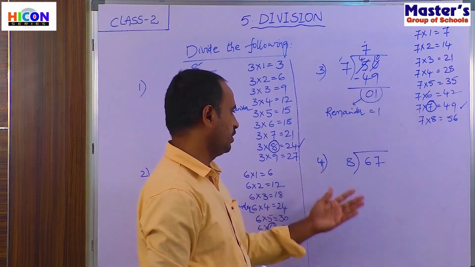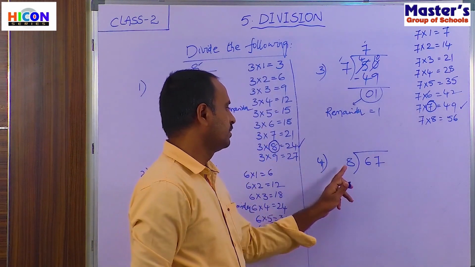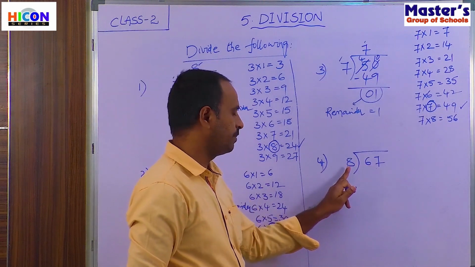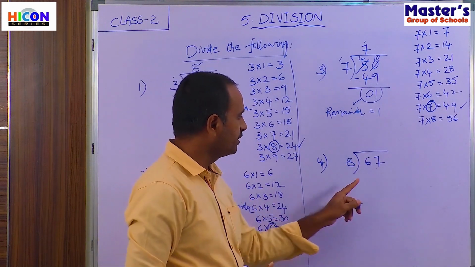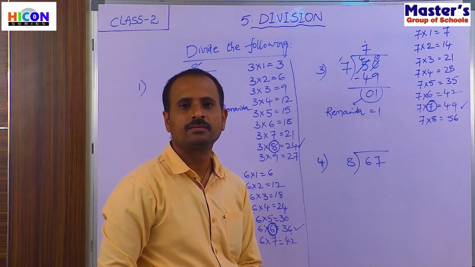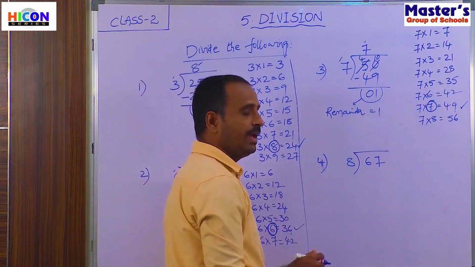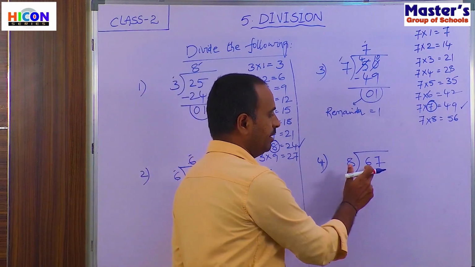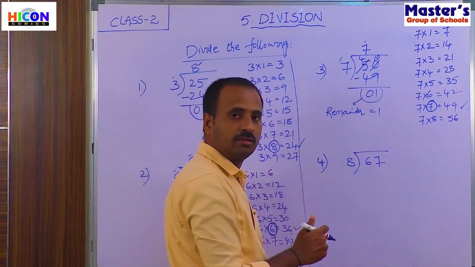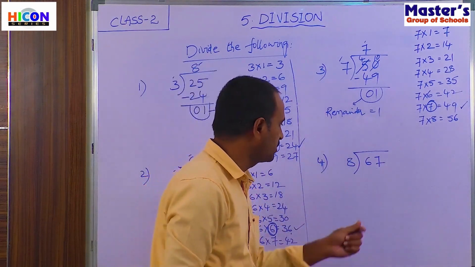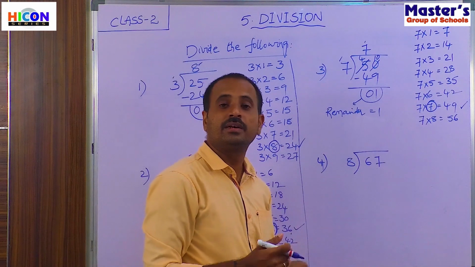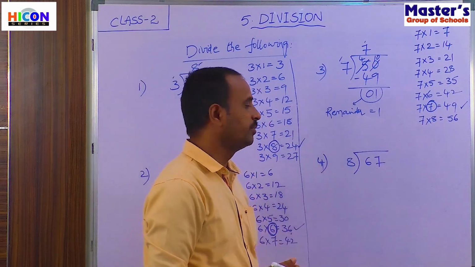So children, see the next problem. So here we have to divide 67 by 8. We have to divide 67 by 8. So that is, we have to find when the number 67 comes in the 8th table. So when does the number 67 come in the 8th table? So let us recall the 8th table.